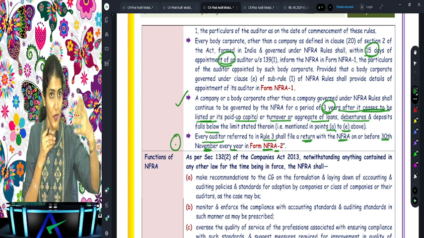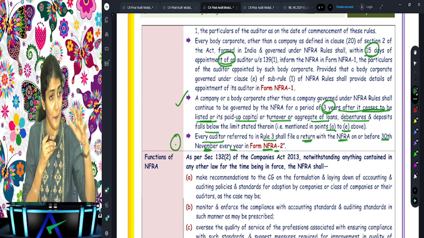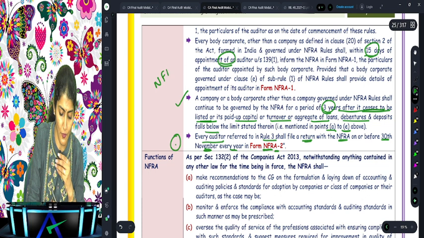You understand? So it was applicable, then now you don't fulfill the criteria. Still, will you have to comply, do you come under the lens of the NFRA? Yes, it says for 3 years you still come under the lens of the NFRA.